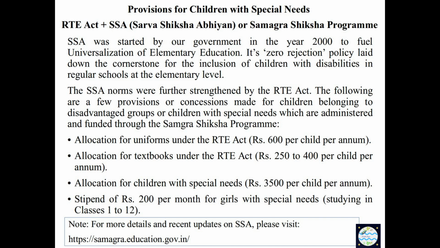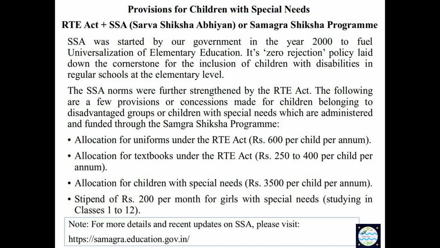Now, let us have a quick look at how the Sarv Shiksha Abhiyan SSA, currently known as the Samagra Shiksha Program, is empowered by the RTE Act. SSA was started by a government in the year 2000 to fuel universalization of elementary education. Its zero rejection policy laid down the cornerstone for the inclusion of children with disabilities in regular schools at the elementary level. The SSA norms were further strengthened by the RTE Act.